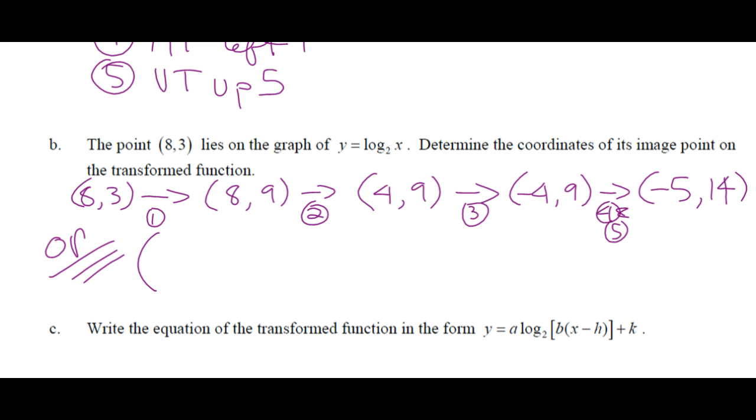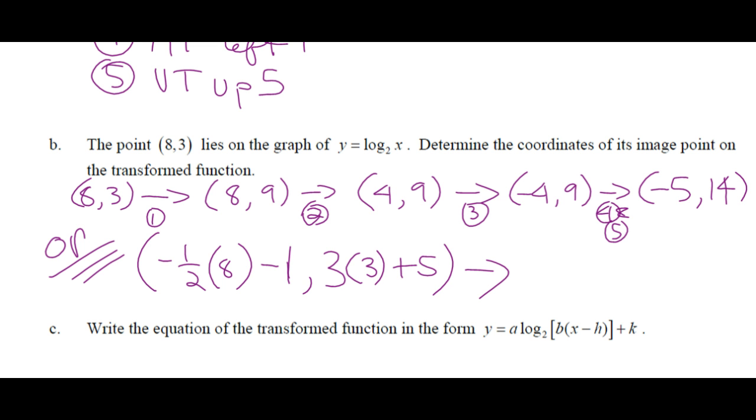As was said just prior to me, it's negative 1/2 of x. What's the rest of the mapping? Minus 1, comma, and then 3 times y plus 5. So negative 1/2 of 8 is negative 4, minus 1 is negative 5. And 3 times 3 is 9, plus 5 is 14. Okay? So if you have a mapping there, it just tells you how to get to the new point, right? Plug in the old point, it'll give you the new point.